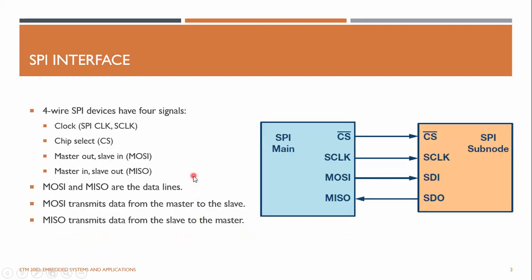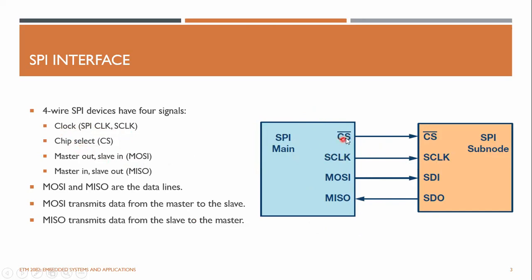Right, so this is a 4-wire SPI interface. You can see this is the master or the main. This is the subnode or the slave, which has 4 wires to be connected. Apart from that, you need to have a common ground between these 2 devices. So clock is there, and it could have several names, like SCLK or SPI CLK or any other. If you see these kinds of notations, remember that is the clock generated by the master for the slave.